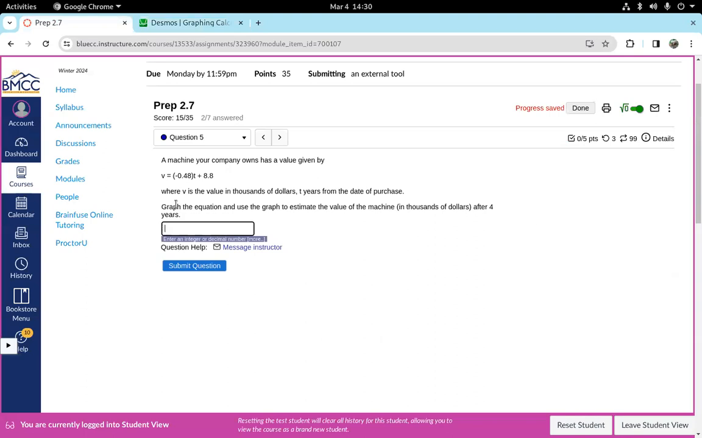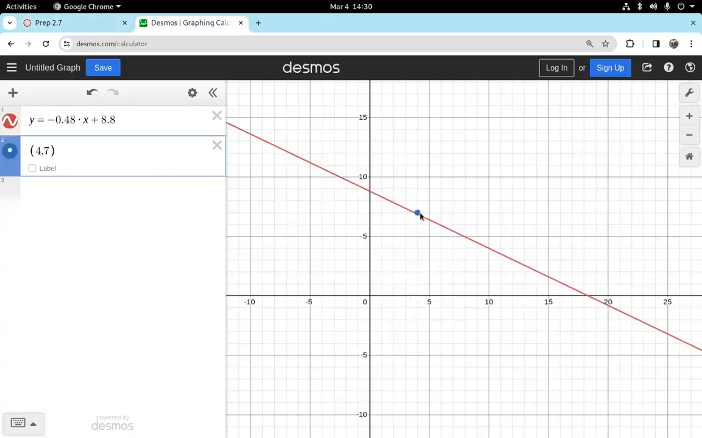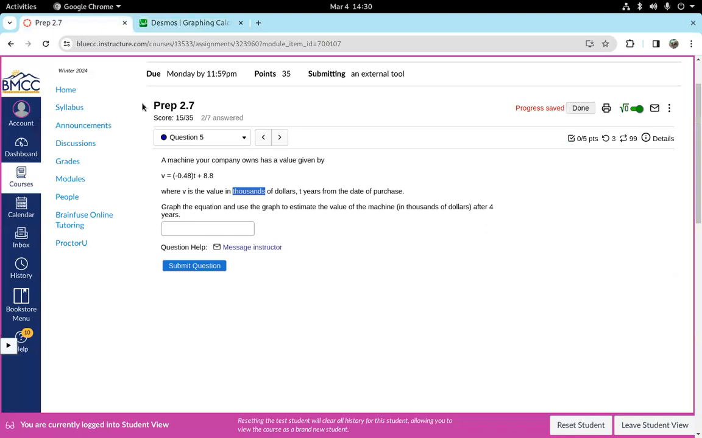All right, so graph the equation, use the graph to find the value of the machine. So let's see, the value of the machine is V, ooh, but it's in thousands. So that's not just a 7 there, it's a 7,000 according to this. So it's important to know what our variables mean. So I think my answer should be 7, 1, 2, 3.